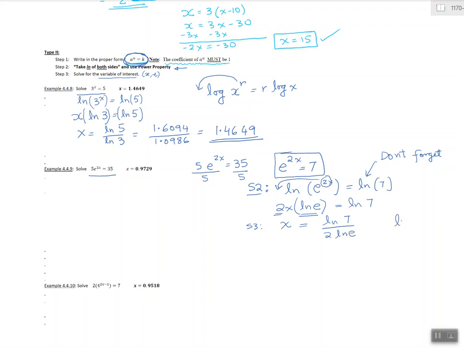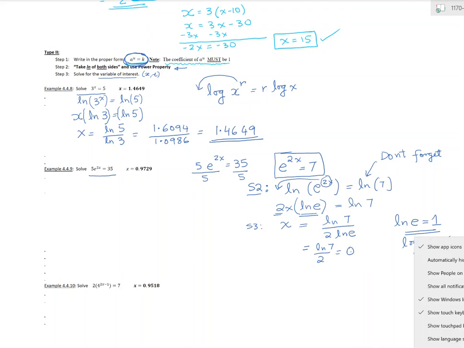Now some of you may remember ln of e is actually equal to 1, because what is ln? Ln is log base e. So ln of e means log of e to base e, which is obviously 1. You could use your calculator to check also, and you will get 1. So that means this is ln of 7 divided by 2. Now you could use your calculator, and if you do that, you're going to get 0.9729. So that's your answer.